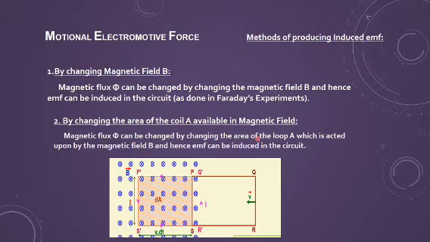So this is the main part where we talk about the motional EMF, or how I can produce the induced EMF. Induced EMF or motional EMF is the same thing. If I say motional electromotive force or I say induced EMF, the meaning is the same. So this diagram you need to draw, of course. Here I'm just explaining what we have taken. And this is of course the second method for changing the magnetic flux.